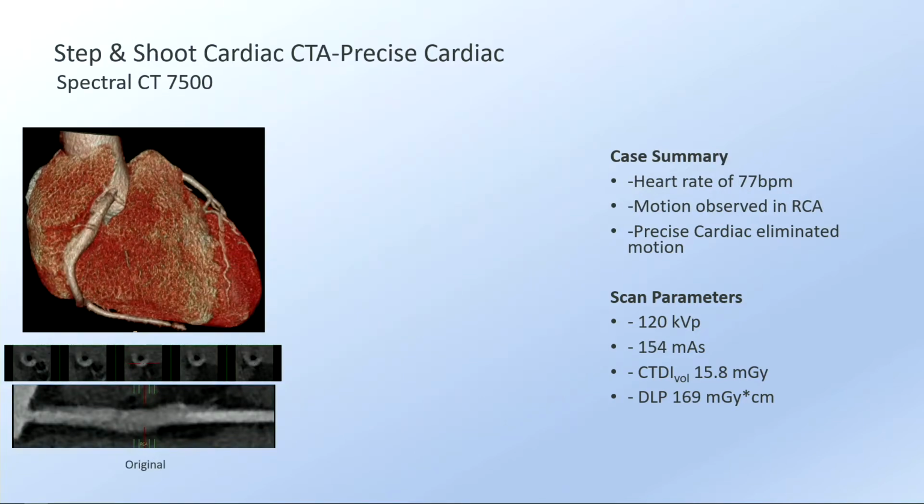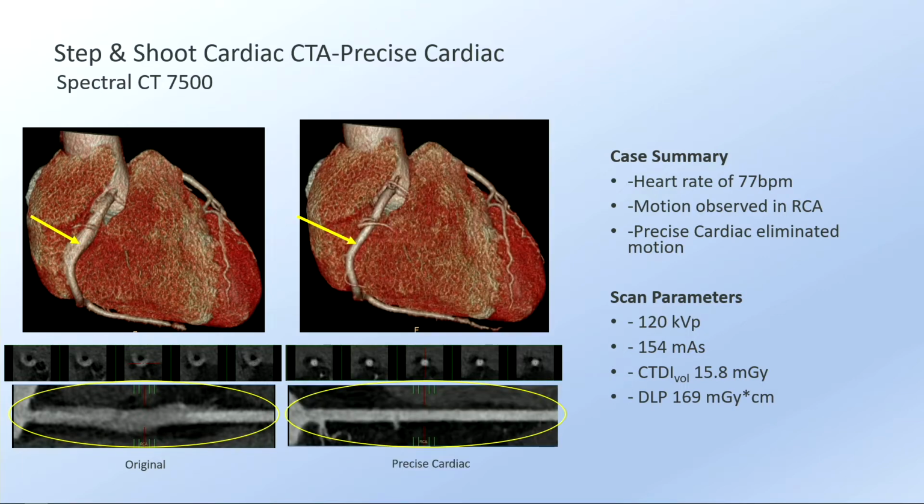We can see here another case. So the prior cases for the triple rule out, we usually scan helical. But here we see a case that when the heart rate is slower, we usually attempt to do step and shoot to decrease the radiation. But sometimes the patient's heart rate is well controlled, and then you put them on the table, you give the nitro, and that heart rate shoots up. So this happened in this case that was selected for step and shoot based on the heart rate, but the heart rate then shot up to 77 beats per minute, so you see the motion in the RCA. But with the precise cardiac, you can eliminate that motion, and in that way also save that scan.